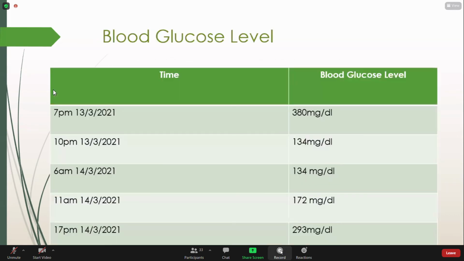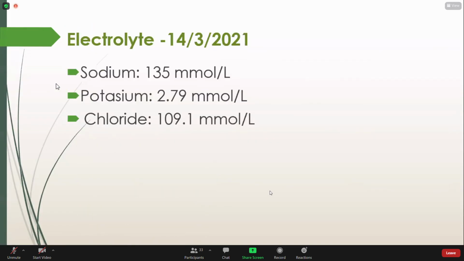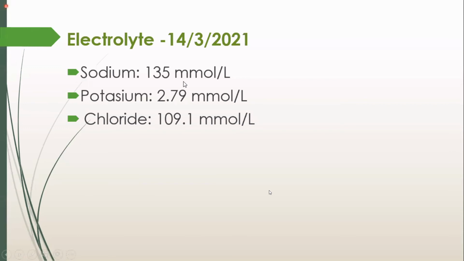Okay. So about the electrolytes from admission date, days later, she has a low potassium level, but in the normal range. Now, you know what? That should not happen.